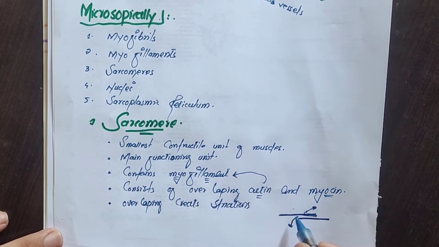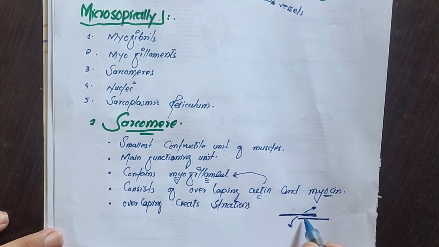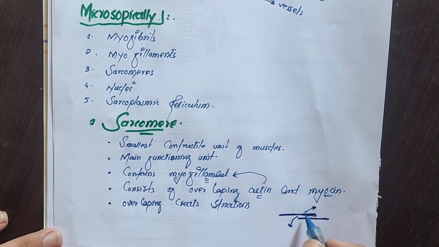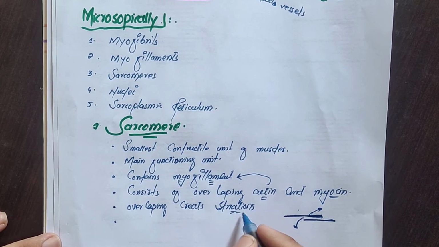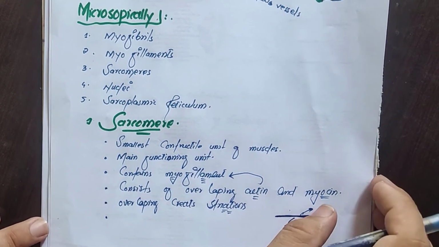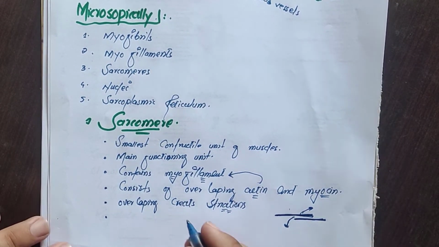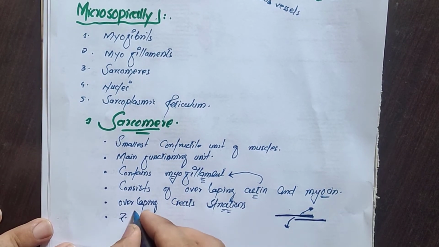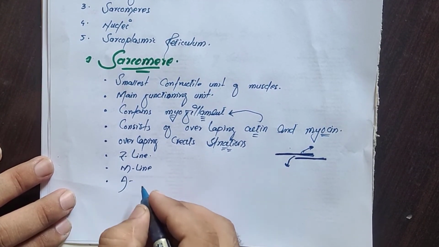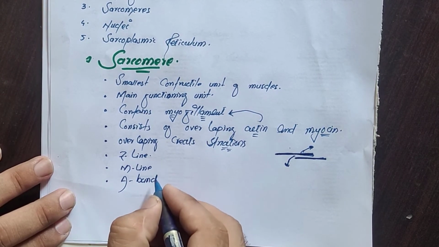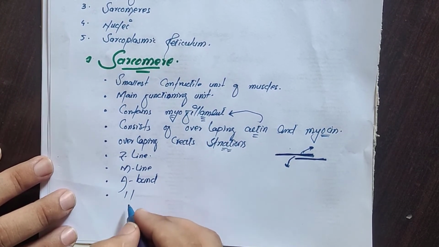So these are the light bands and then the dark bands. These light and dark bands are called the striations, which I will discuss in next lecture. These striations are also present only in skeletal muscles and cardiac muscles, right? Then it contains the Z line, which I will discuss, the M line, right, A band, right, H band is there.